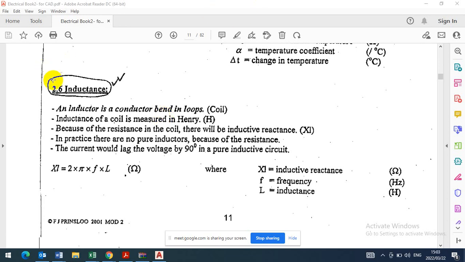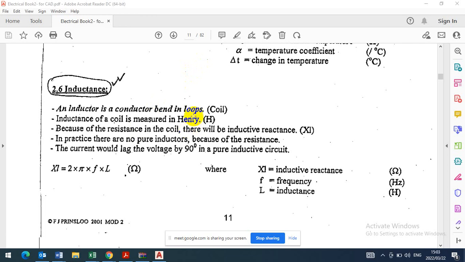So when I ask you to explain what inductance is, it is just the ability of an inductor to produce magnetic field, or the measure of magnetic field in an inductor is called inductance. It is measured in Henry, that is the unit. Inductance of a coil is measured in Henry. The same way resistance is measured in ohms, and resistance is when we are talking about a resistor. Inductance is when we are talking about an inductor, which is a copper coil.